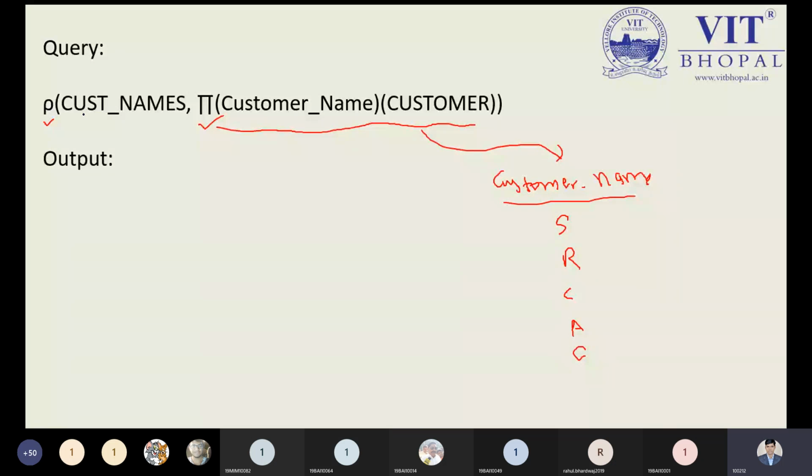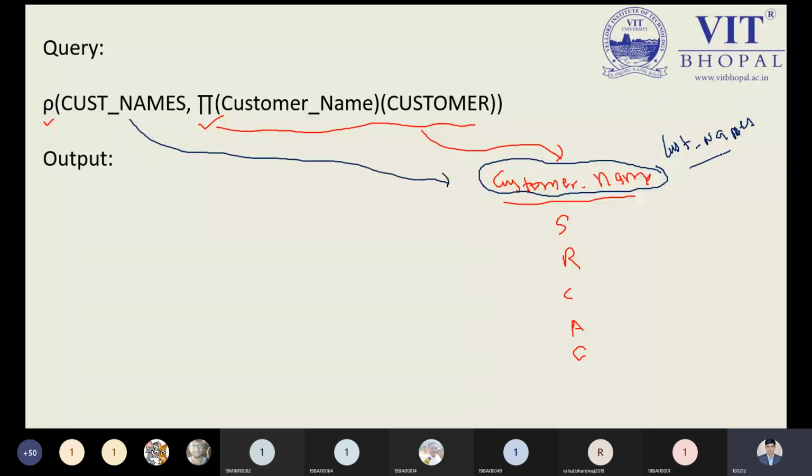This is my question where I'm just passing the thing. So what will it do? It will rename the attribute name to customer names. The customer name column will be renamed for display purposes, so it will be updated to customer names. This will give the same output, with everything else as it is. So this is the symbol we need to keep in mind.